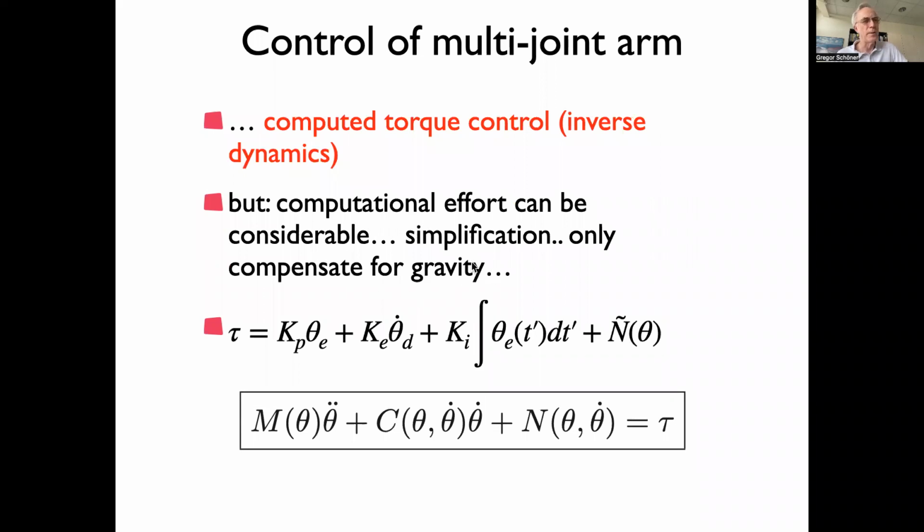Sometimes it's just gravity compensation. So you're only using it as a model, the gravitational term, and not all the other terms, but that's not so important. So that's a well-developed field. So people do that. It's not used in real industrial robots as much.